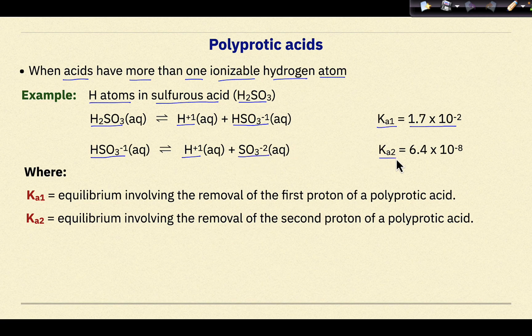The Ka value for this equation is 6.4 times 10 to the negative 8, where Ka1 is the equilibrium involving the removal of the first proton of a polyprotic acid, and Ka2 is the equilibrium involving the removal of the second proton of a polyprotic acid. And we notice the difference between these two values.